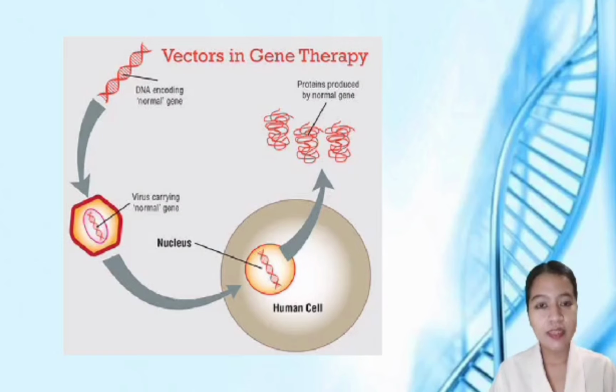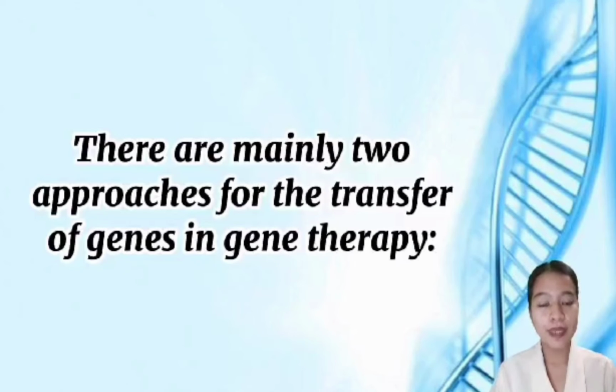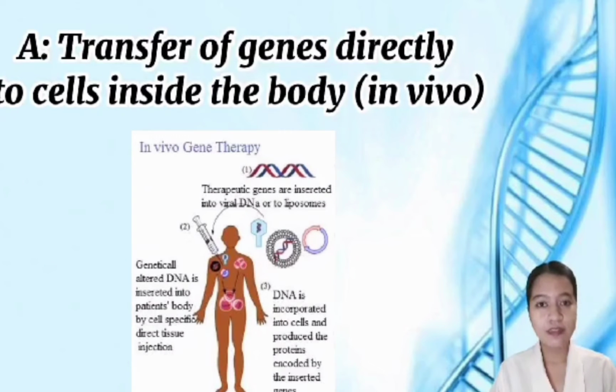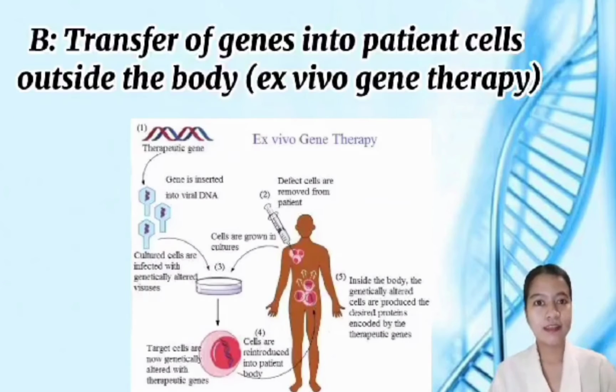Vectors can be given intravenously, which means they are administered into a vein, or injected into a specific tissue of the body. Other procedures, such as surgery, can also be used to deliver vectors into specific areas of the body. There are mainly two approaches for the transfer of genes in gene therapy. The first is transfer of genes directly into cells in the body, called in vivo, and the second is transfer of genes into patient cells outside the body, called ex vivo gene therapy.